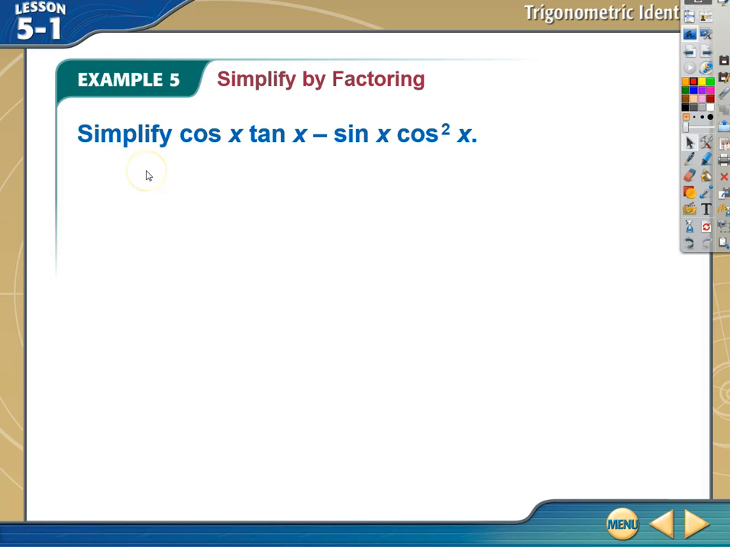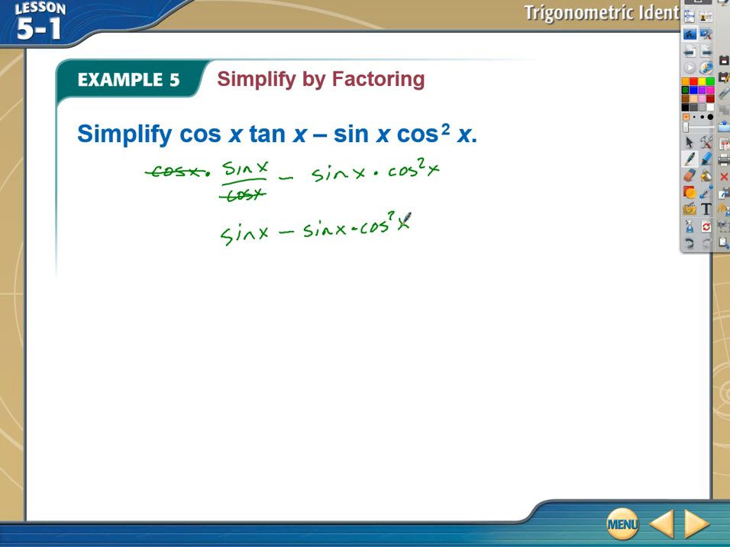So here I have cosine of x times cosine of x over sine of x. Oops, wrong one. Sorry, tangent is sine of x over cosine of x, minus sine of x times cosine squared of x. We see something nice has happened here. Cosine of x times this. Hey, that cosine of x cancels with that. I'm just left with sine of x minus sine of x times cosine squared of x.